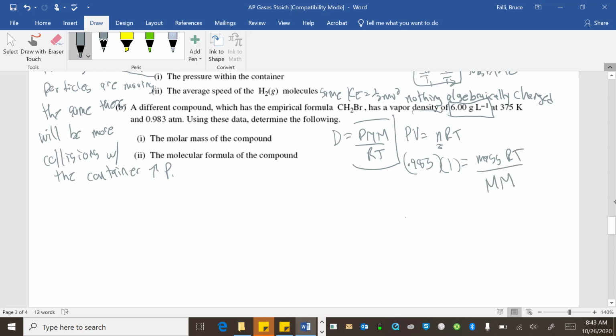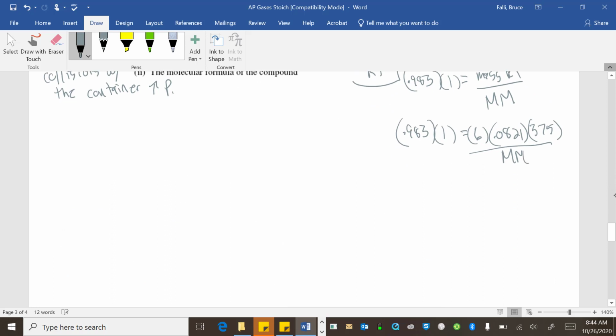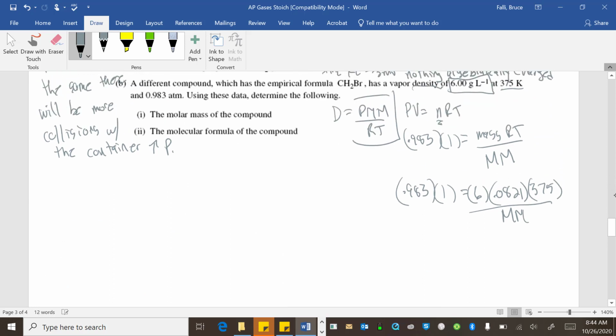Okay, so 0.983 times 1 equals 6 grams times 0.0821. My temperature was 375. Yay, it's Kelvin, over molar mass. And I'll solve for that. So when I tell you, when in doubt, do PV equals nRT, and then you start to fill in some stuff, right? And it helps. So remember, density gives you grams per 1 liter, so that helps us get there.